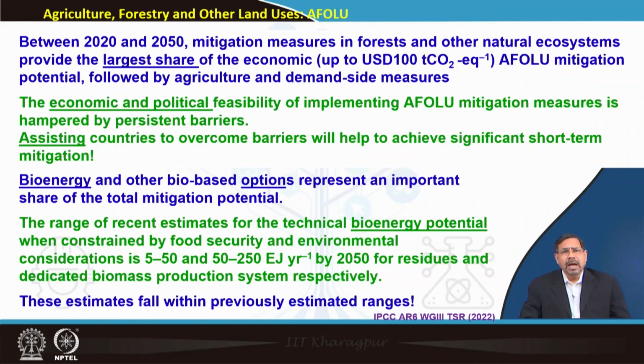So, the range of recent estimates for the technical bioenergy potential when constrained by food security and environmental considerations is 5 to 50 or 50 to 250 exajoules per year by 2050 for residues and dedicated biomass production systems respectively. So, these estimates, as you say, by 2050, very much fall within the estimated range.